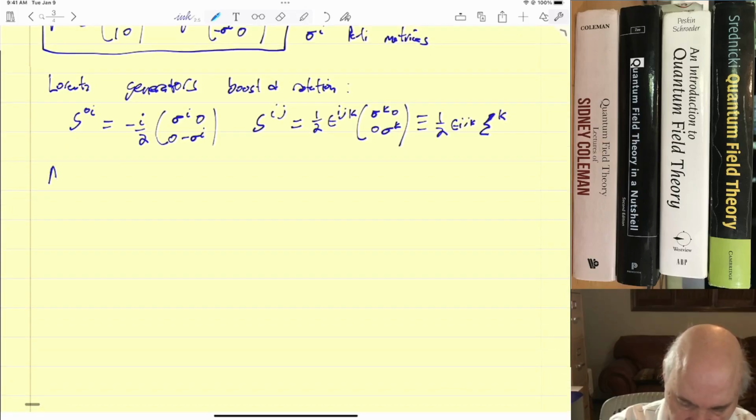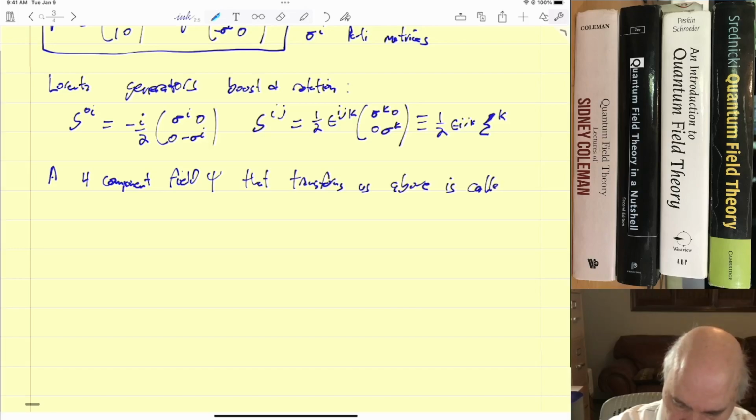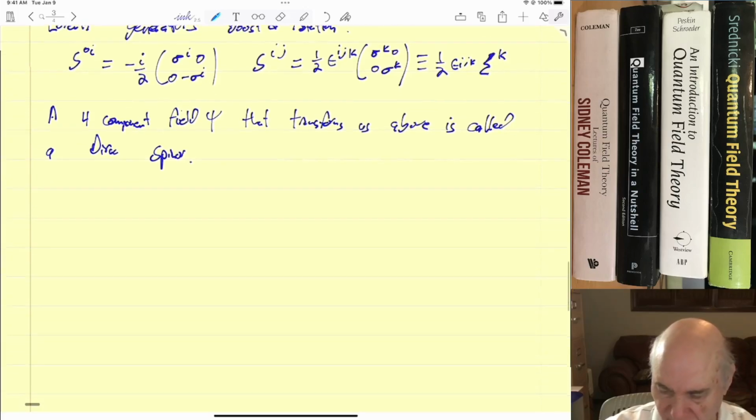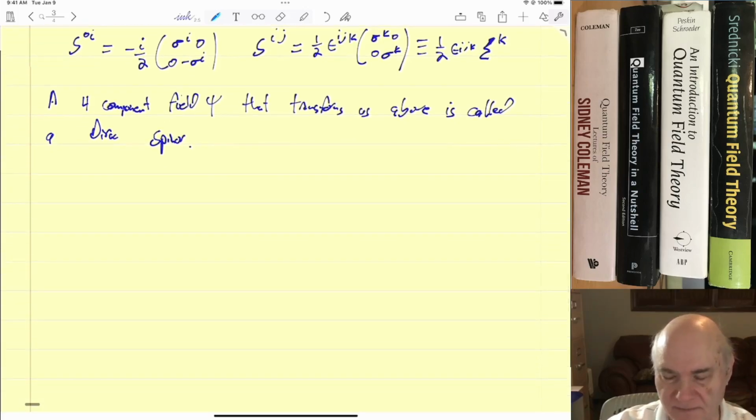And a 4-component field psi that transforms as above is called a Dirac spinor. There are other kinds of spinors, things like, I don't even know how to pronounce the guy's names, Majorana spinors and Weyl spinors and so on. So this happens to be a Dirac spinor.